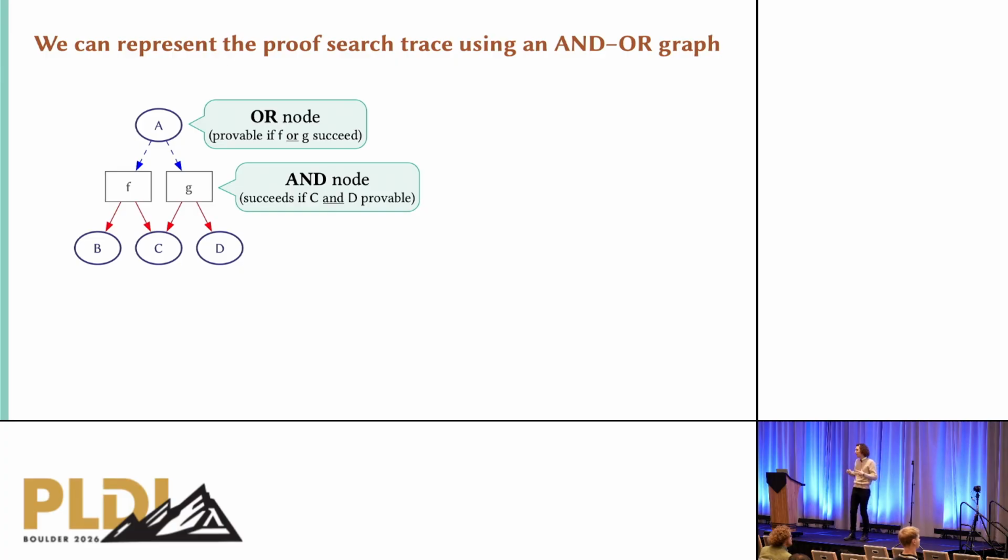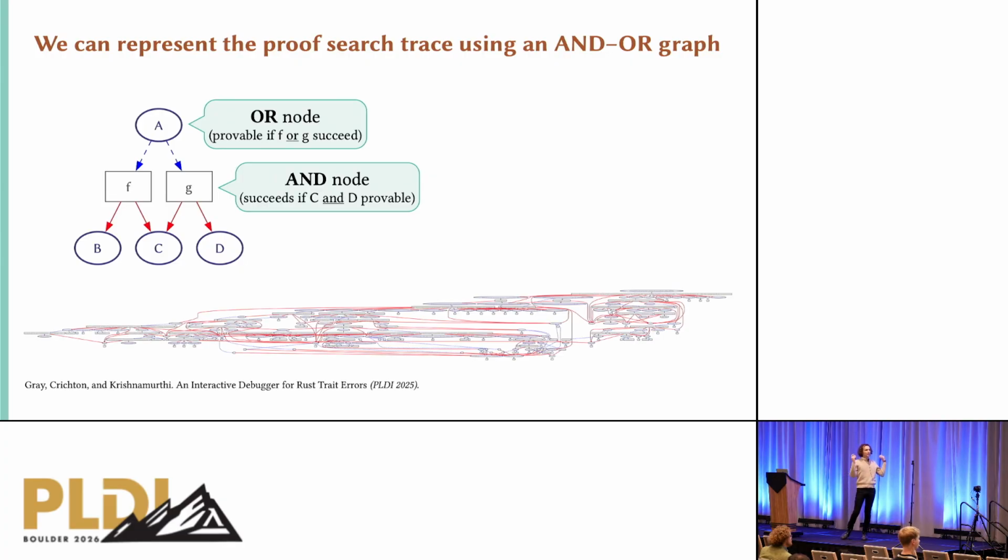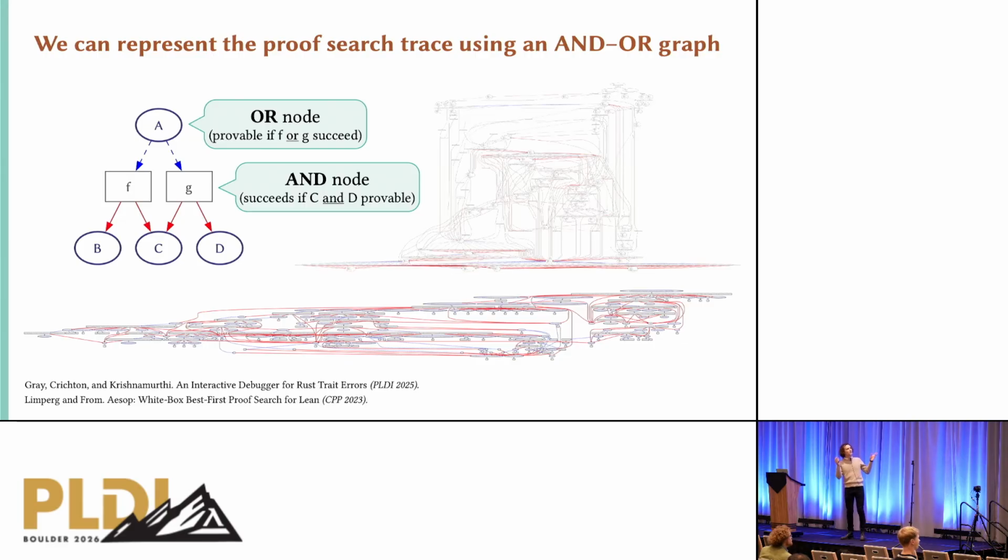In practice, though, the and/or graphs that we're going to be looking at are not so neat and tidy. Here's one that I extracted from a Rust trait error using the Argus tool that Gray et al. introduced at PLDI here last year. And you can see that it's much bigger. And here's one that I extracted from a proof search from simp in Lean. Now, I don't know about you, but I think that these graphs make for beautiful art. But the prospect of trying to figure out what actions I need to take as a user in order to fix this situation fills me with a sort of existential horror. It's just too big and unknowable to know exactly what we need to do.